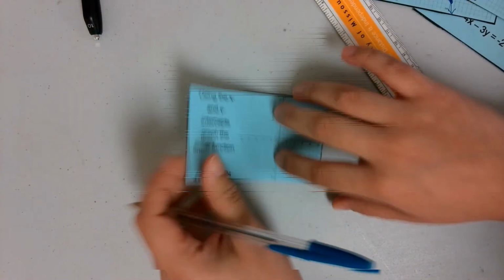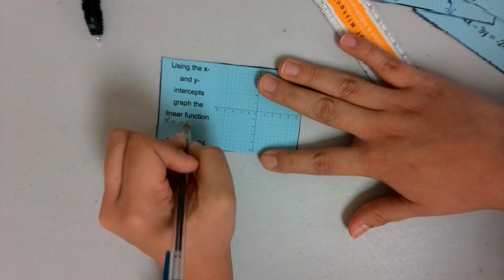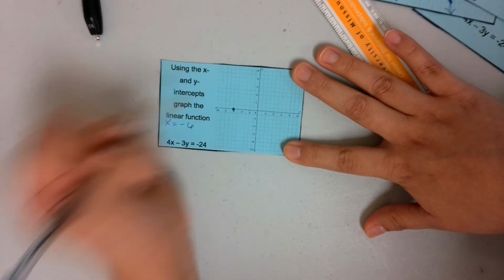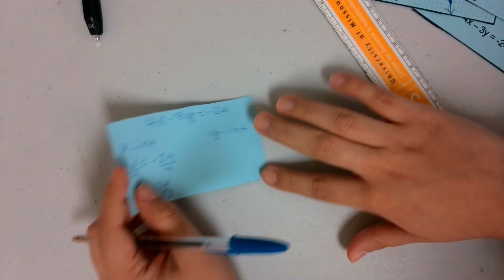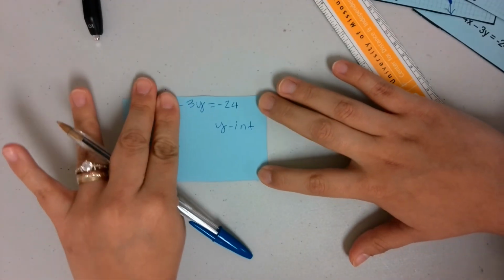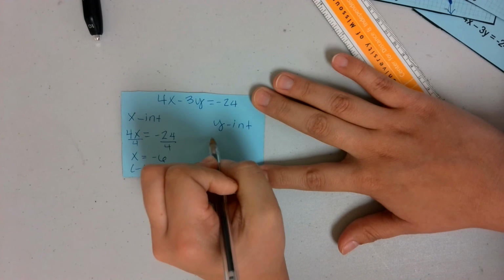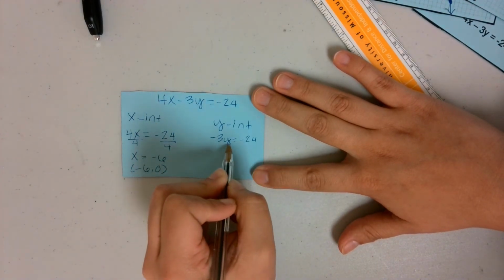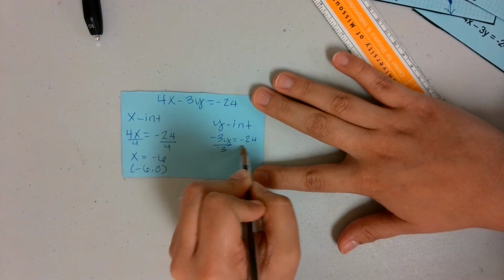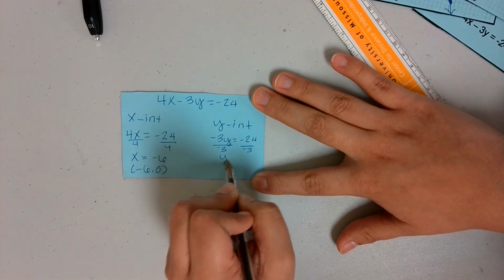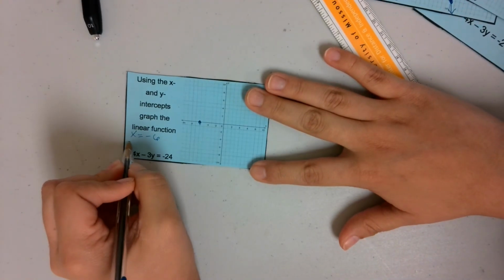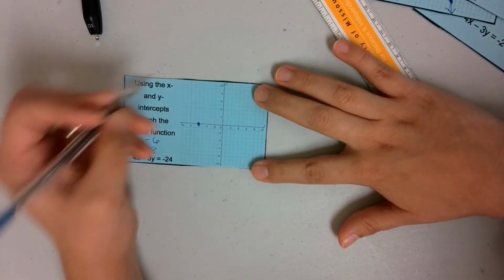I'm going to come over here. I have x equals negative 6. So on my x-axis, I'm going to put a dot at negative 6. Okay? For my y, I want to cover up my x. So I have negative 3y equals negative 24. Divide by negative 3, divide by negative 3, y equals 8. So for my y-axis, I'm going to put a dot at 8.